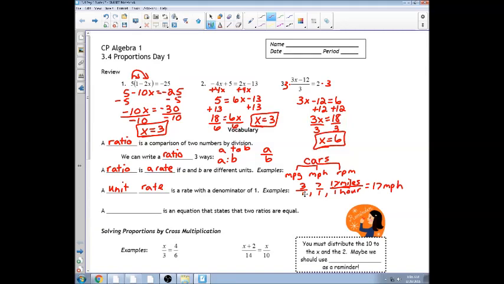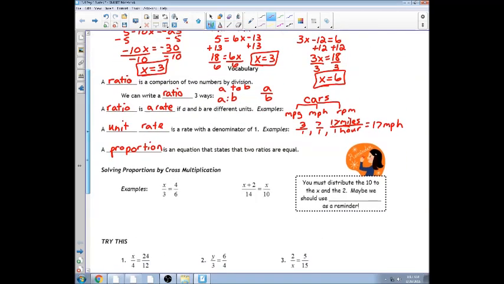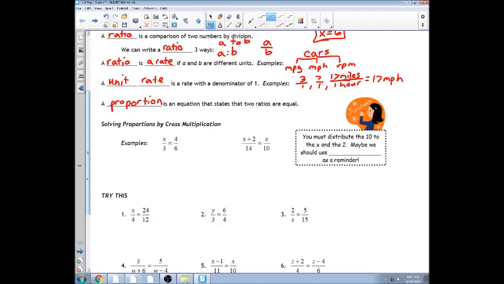A proportion is an equation that states that two ratios are equal. So this is a proportion. Proportion, okay? Solving proportions. An example of a proportion would be x over 3 is equal to 4 over x. That is an equation that states that two ratios are equal.